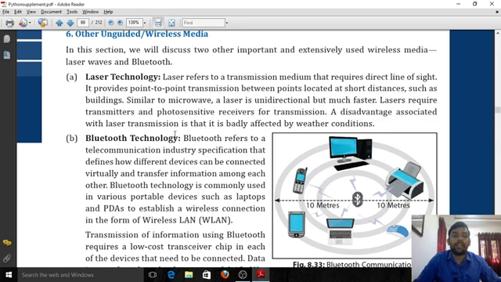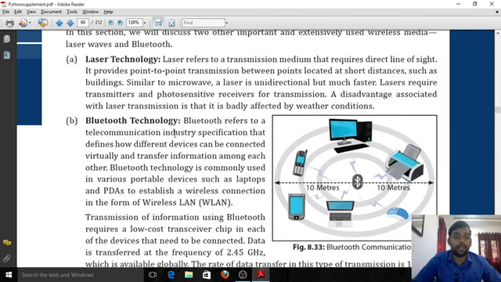Laser technology is also used in operations, in the medical industry as well. A disadvantage associated with it is that it is badly affected by weather conditions, of course.